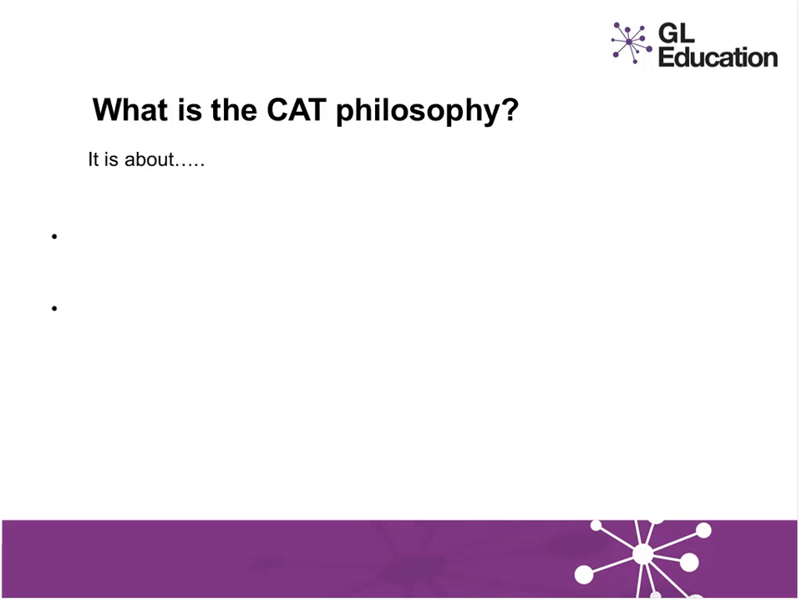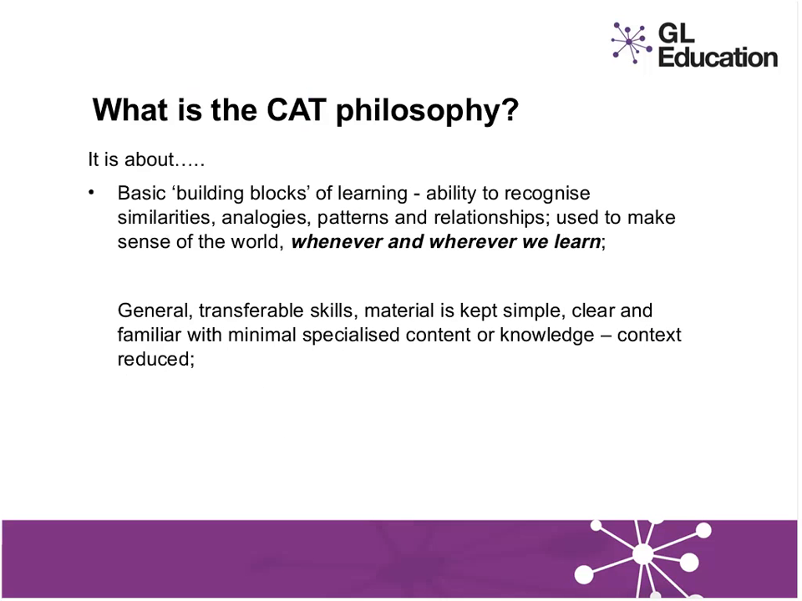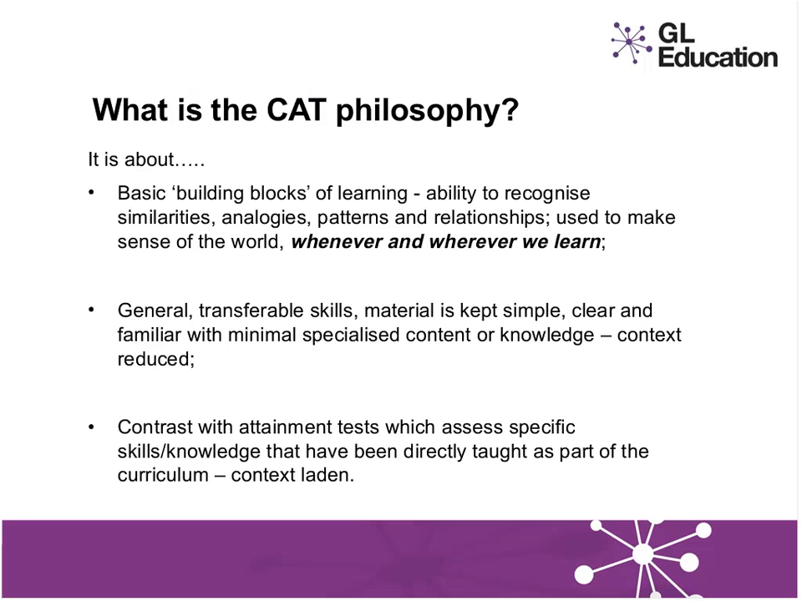So what is the CAT philosophy? Essentially, it's about basic building blocks of learning. So it's assessing a pupil's ability to recognise similarities between words and numbers and analogies and patterns and relationships. It consists of assessment of general transferable skills. So it's not an attainment test which would rely on pupils having covered a certain curriculum.